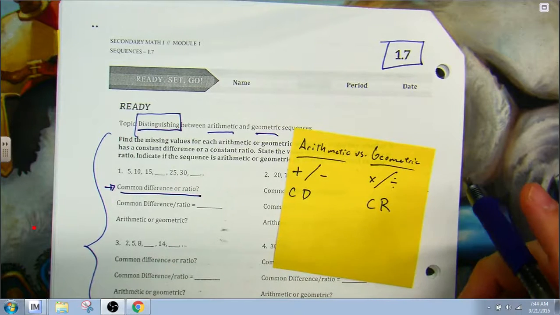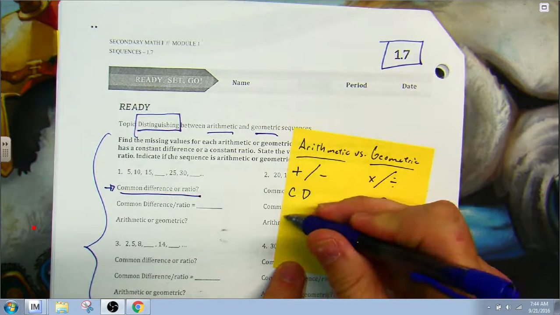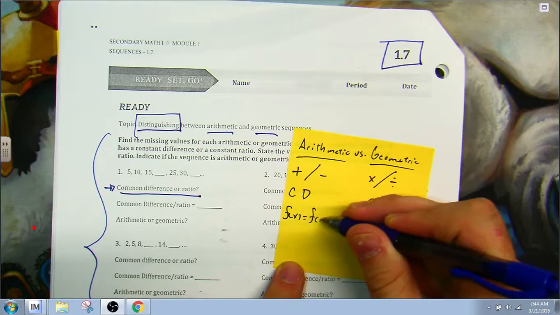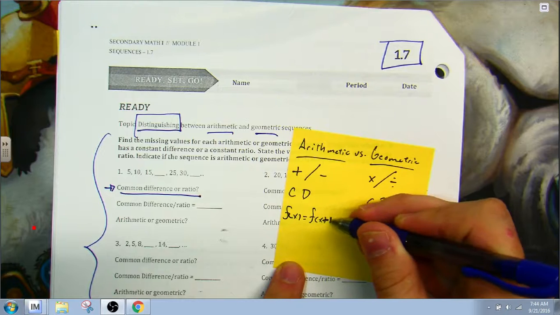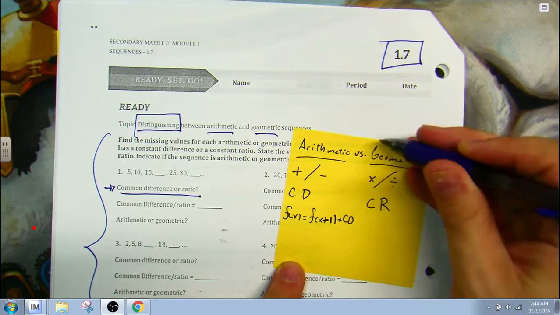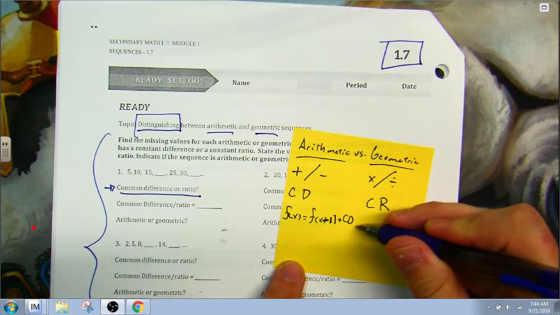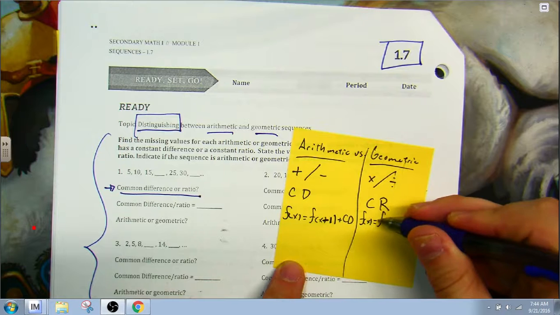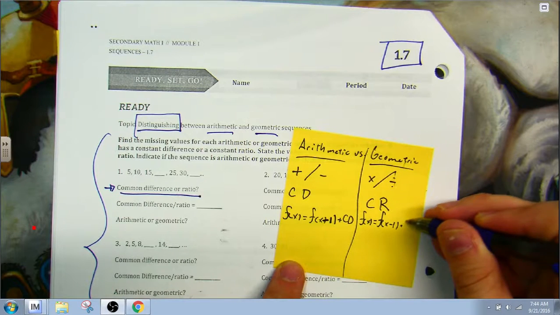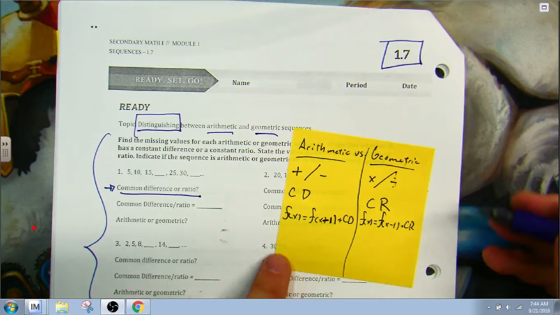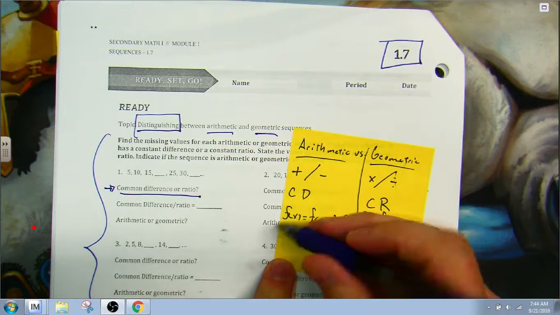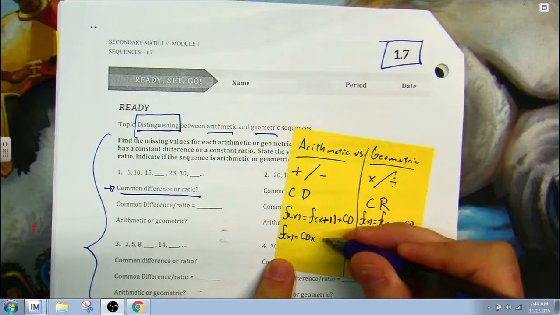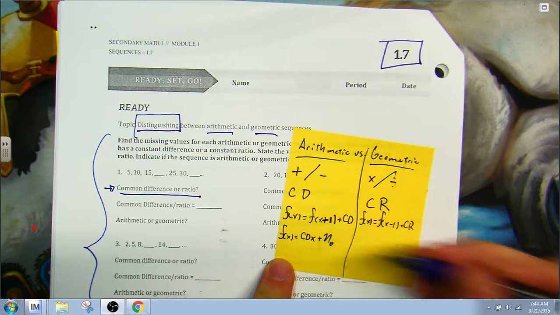We know that the base form of recursive is f of x equals f of x minus 1 plus our common difference. Whereas for geometrics, let me make a little line here so we don't get too confused. We have f of x equals f of x minus 1 times our common ratio. And we know that our explicit form, it's going to be f of x equals my common difference times x plus my n sub 0.